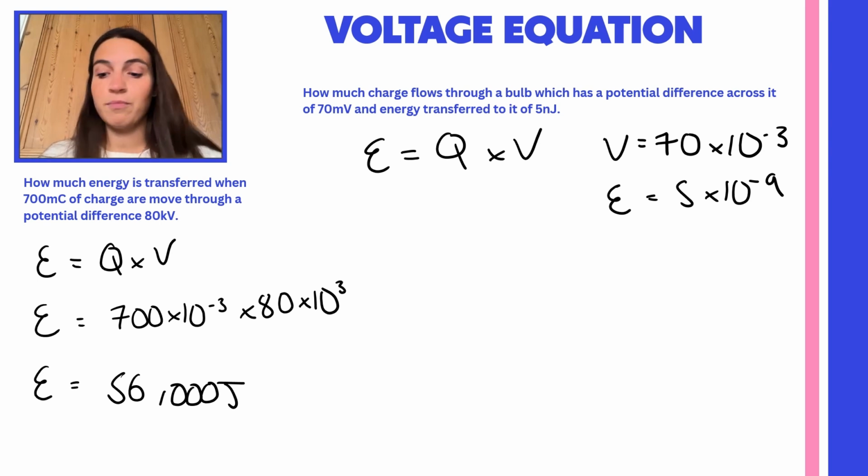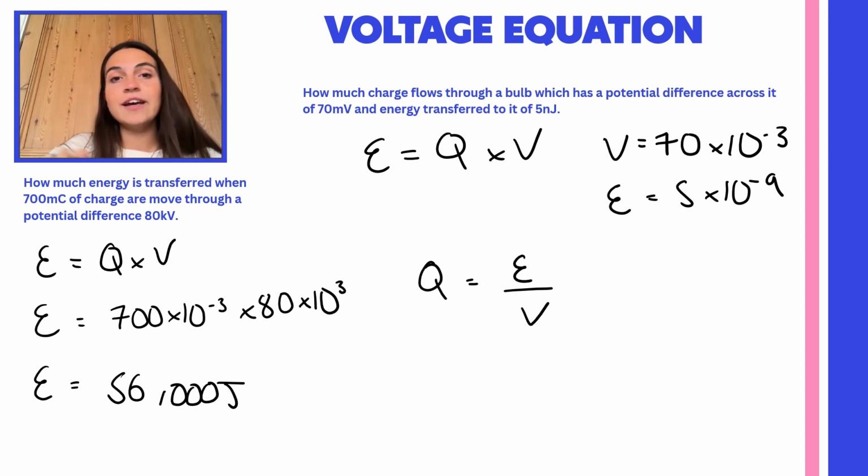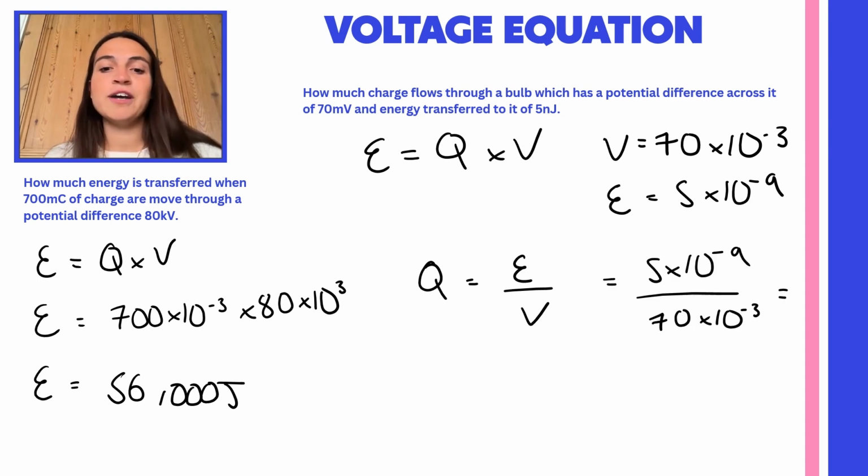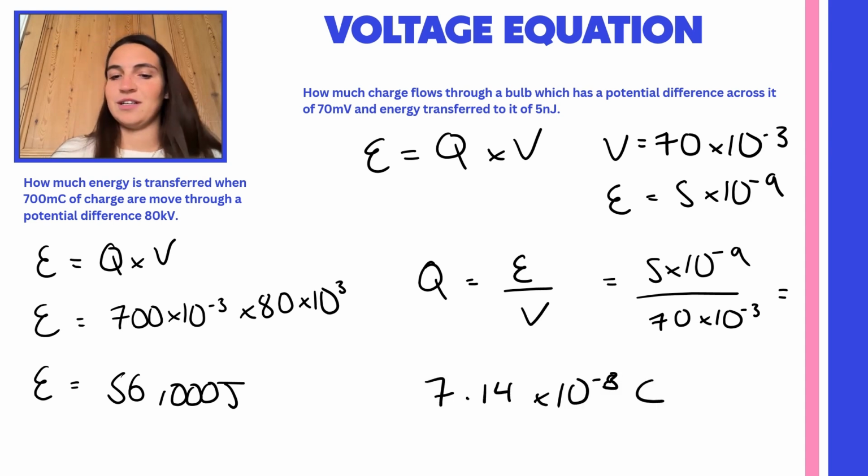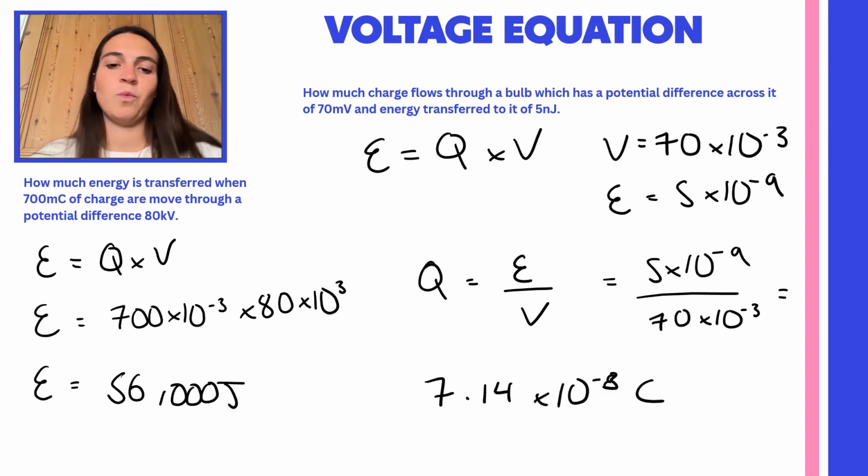I'm trying to find my charge, so I take my equation and rearrange it so that I have my energy divided by my voltage. So 5 times 10 to the minus 9 divided by 70 times 10 to the minus 3 gives me 7.14 times 10 to the minus 8 coulombs.